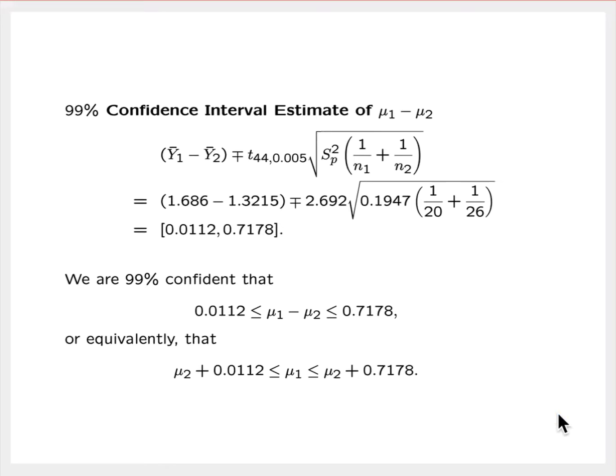Okay, so that wraps up the examples that I wanted to show you on how to compare two population means using independent samples from each of the two populations, where the population variances are unknown, but it's reasonable to assume that they are equal.